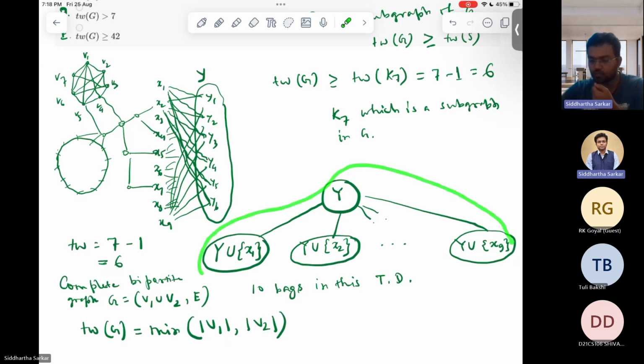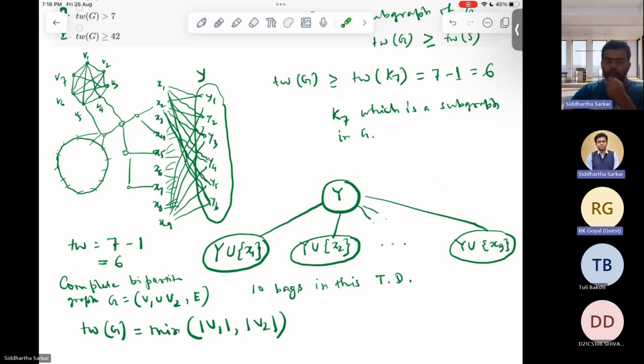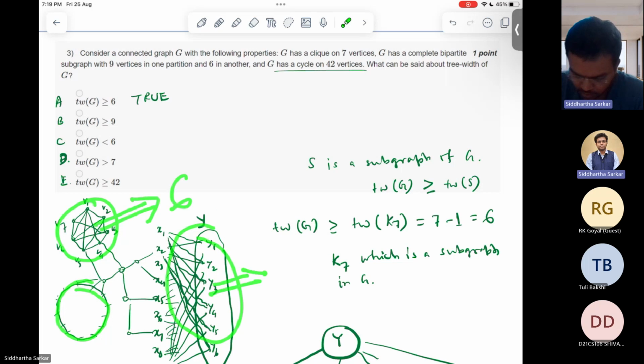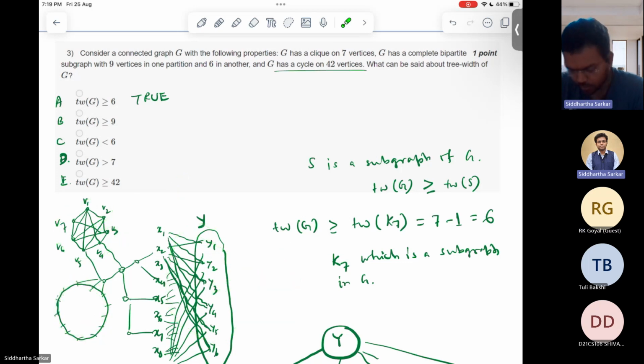Okay, and this is the realization of the tree decomposition. Yes, it's clear. So out of these three features that this graph contains, this feature gives us a lower bound of 6 on the tree width, this feature gives us a lower bound of 6 on the tree width, and this feature gives us a lower bound of 2 because it's a cycle. How large the cycle is does not matter. A cycle has a tree width of 2. So only this option is correct, and all other options are incorrect.